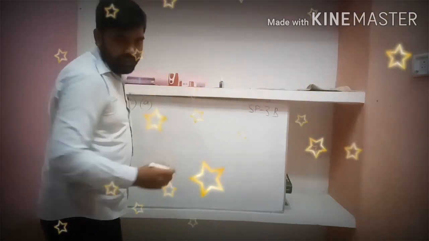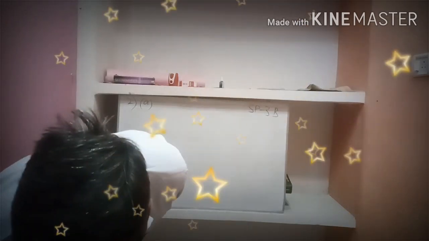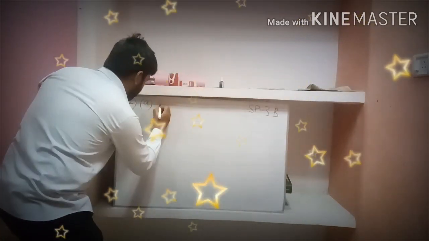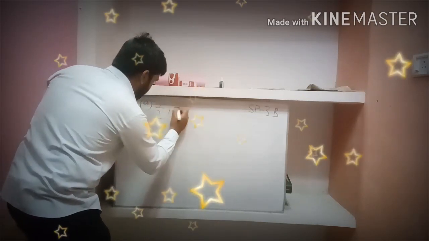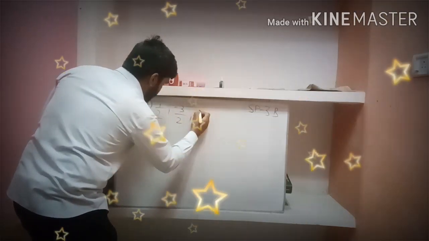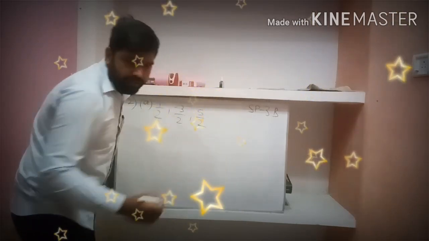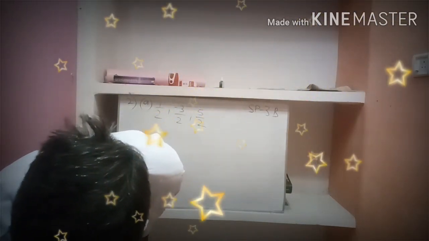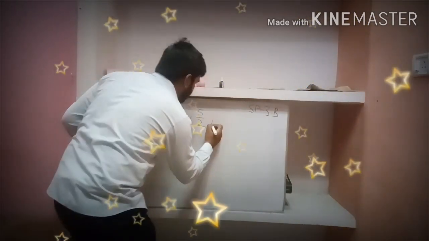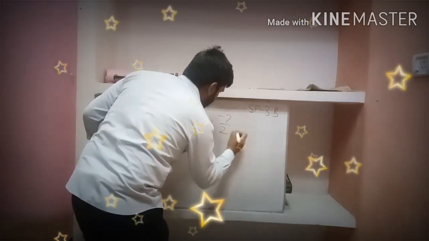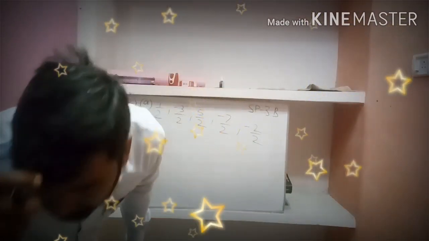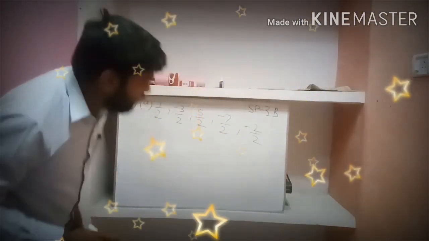Least to greatest. The question is 1 by 2, minus 3 by 2, 5 by 2, minus 7 by 2, minus 2 by 2.